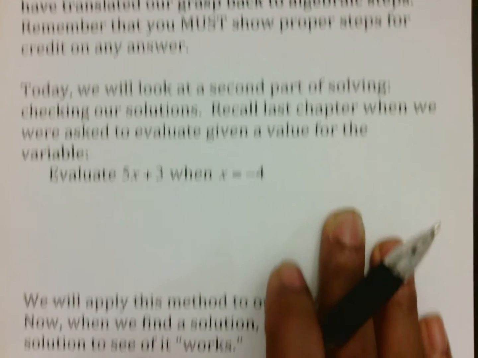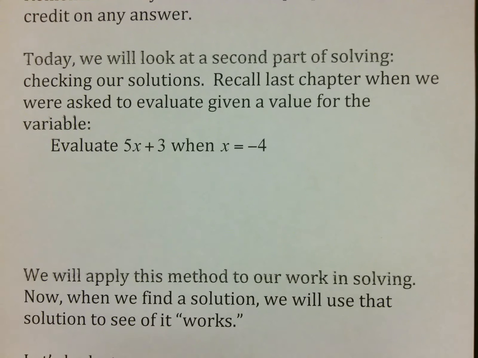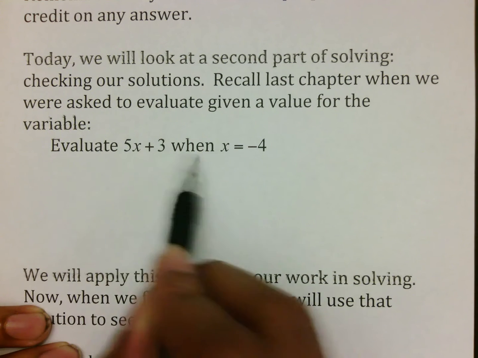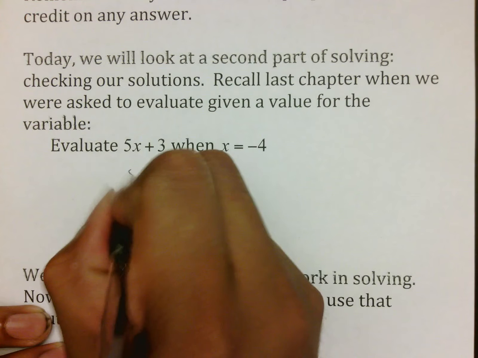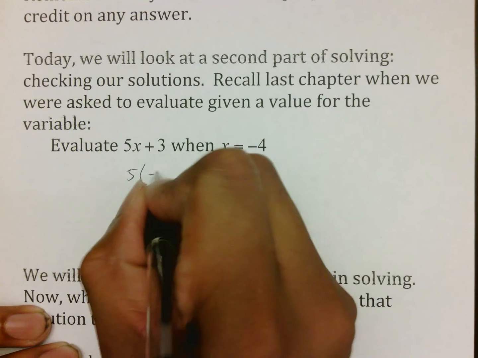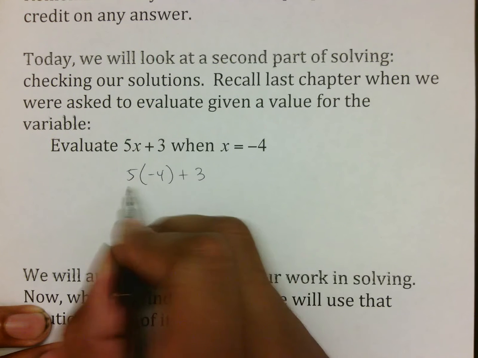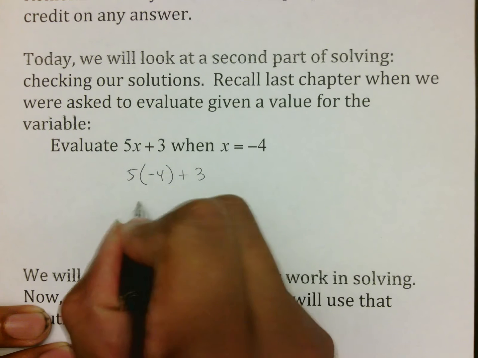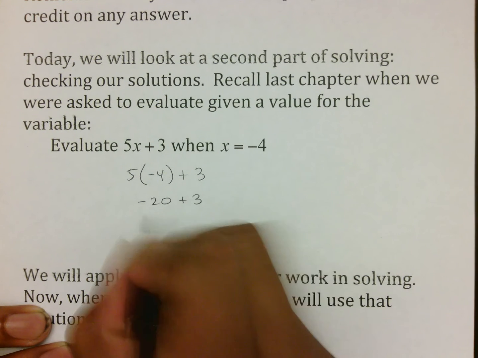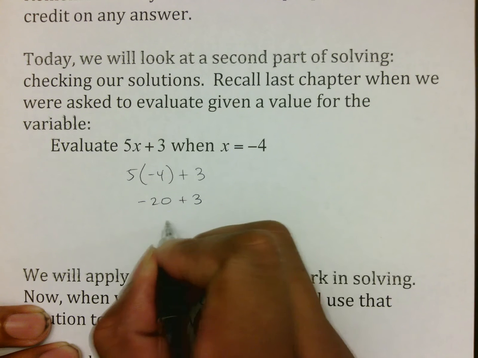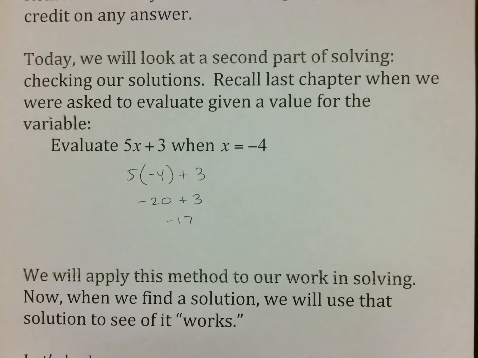Alright, so today what we're going to do is look at the second part of solving, which is checking our solutions. Recall last chapter when we were asked to evaluate a given value for a variable. When they would say something like evaluate 5x plus 3 when x equals negative 4, we would change that x into a negative 4 using parentheses and then work our way through it. Order of operations would say multiply first. 5 times negative 4 is negative 20. And then of course if you want to know what negative 20 plus 3 is, negatives win by 17, and that would be your answer.